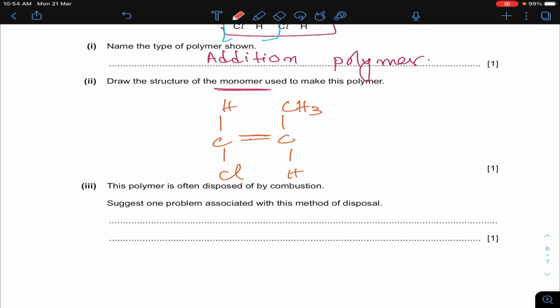The polymer is often disposed of by combustion. State one problem associated with the method of disposal. It releases toxic gases in air. All right.